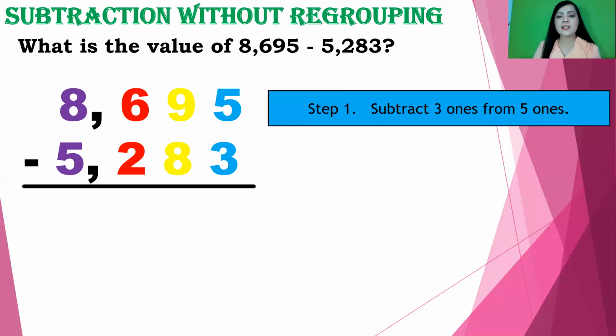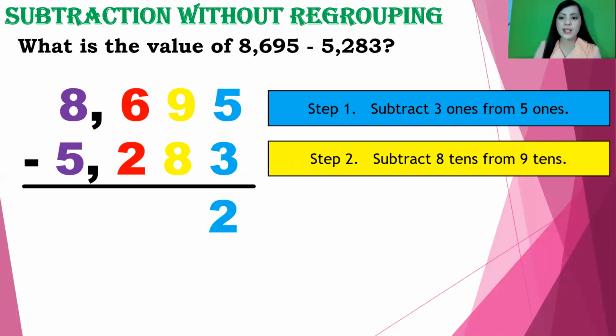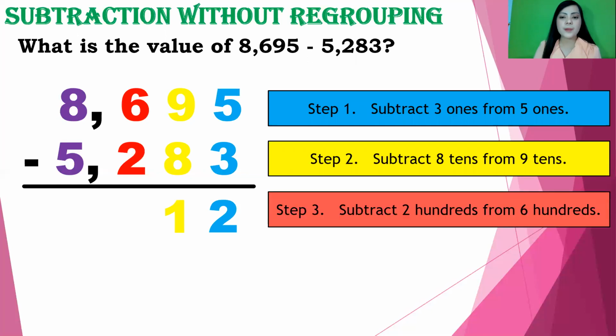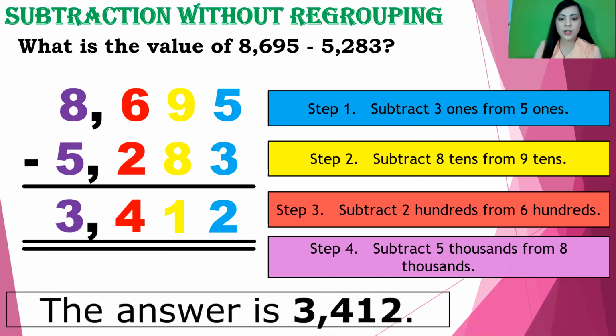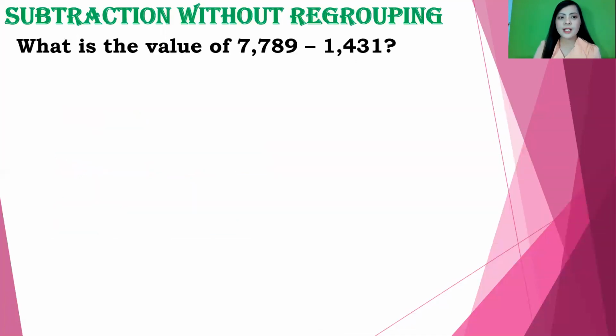Right, let's start with step number 1. Subtract 3 ones from 5 ones. 5 minus 3 is equal to 2. Step number 2, subtract 8 tens from 9 tens. So that is 9 minus 8 is equal to 1. Step number 3, subtract 2 hundreds from 6 hundreds. So 6 minus 2 is equal to 4. Step number 4, subtract 5 thousands from 8 thousands. So 8 minus 5 is equal to 3. All right, so the answer is 3,412.